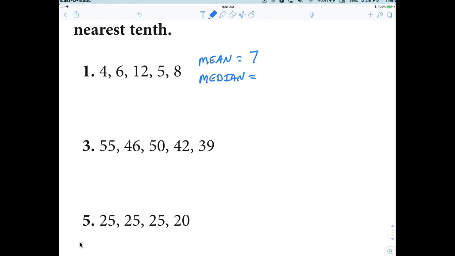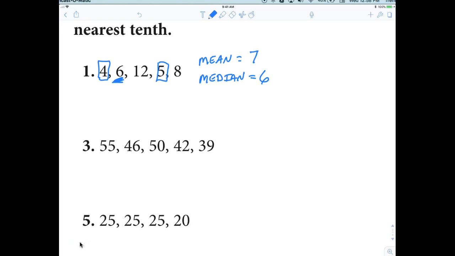So what did I say the median was, guys? 6. Because again, 4 is the first number, 5 is the second number, 6 is the third number. Some thought it was 12, because you didn't put them in order. Right, that's what I meant.